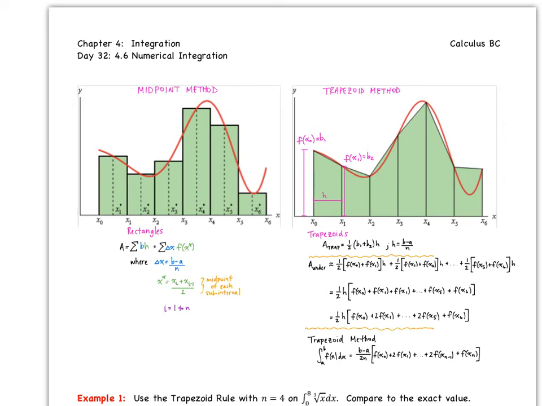4.6, numerical integration. So we've talked about left-hand sums, right-hand sums, overestimates, underestimates. Now we're just going to talk about two more methods for estimating area under a curve. The first one is the midpoint method.